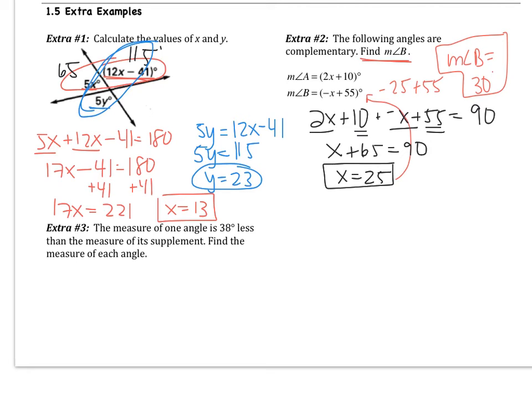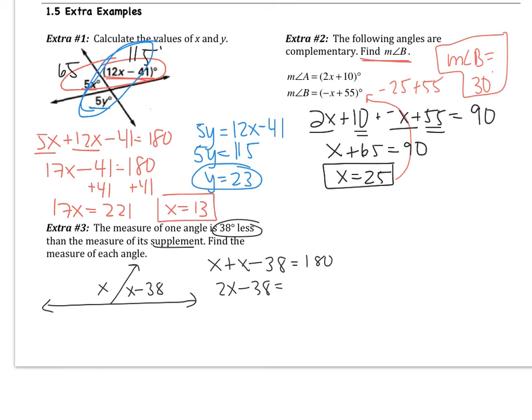So I'm going to start by drawing a figure. I know that I have supplementary angles. So it's going to be two angles that are going to sum to 180. Okay, it says the measure of one angle is 38 degrees less than the measure of its supplement. So if we mark one of the angles X, it says the other one is 38 less than that. So it's going to be X subtract 38. So this is what I'm looking at. Now, they're supplementary, so they sum to 180. So I'm going to have X add X minus 38 equals 180. So this becomes 2X minus 38 equals 180. If I add 38, I get 2X equals 218. So X is equal to 109 degrees.